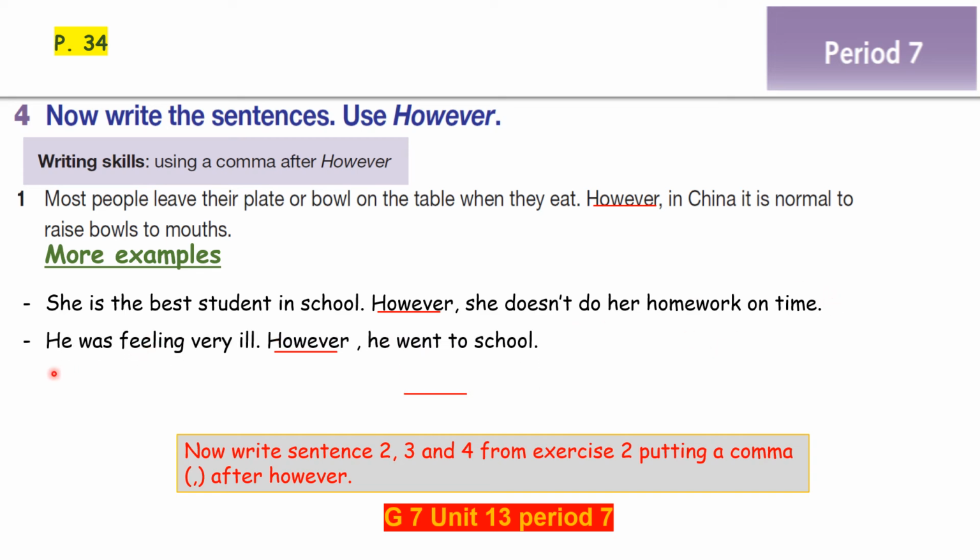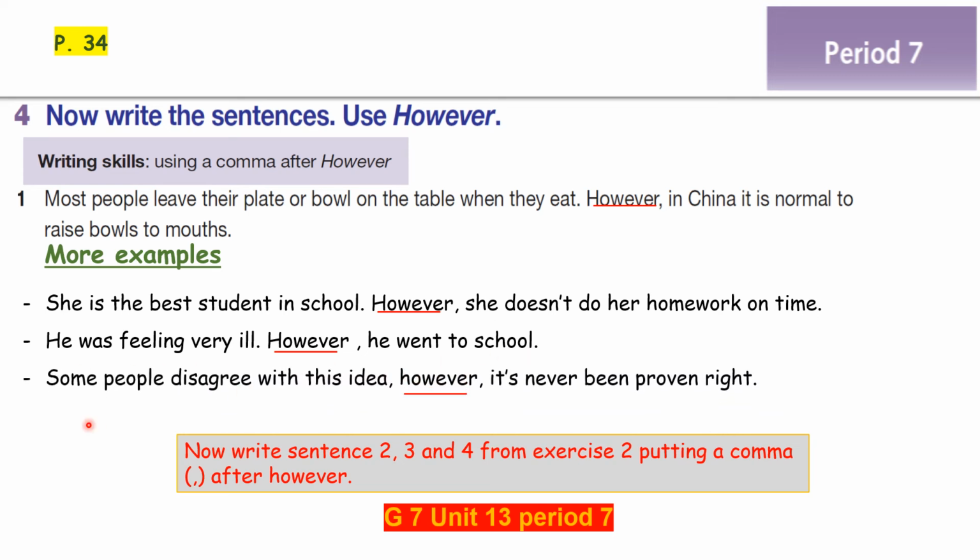The second one. He was feeling very ill. However, he went to school. The third one. Some people disagree with this idea. However, it has never been proven right. Look, my students, there is a comma after each however in these sentences. Now write sentences 2, 3, and 4 from exercise 2, putting a comma after however. It's easy and clear, isn't it, my students? Yes, start please.